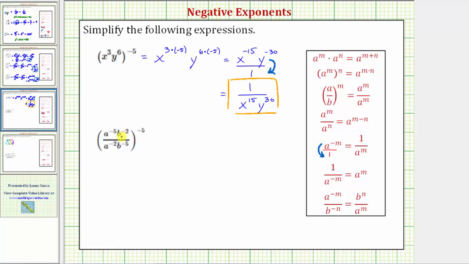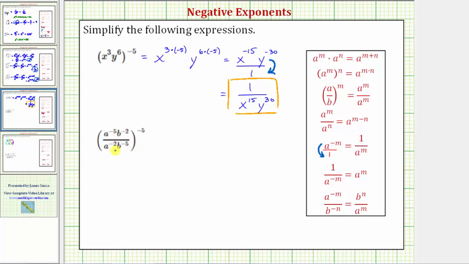Looking at the next expression, notice how we have this fraction raised to the power of negative 5. Let's first simplify the fraction before raising it to the power of negative 5. Looking at the fraction, notice how we have two quotients here. We have a to the negative 5 divided by a to the negative 2, and b to the negative 2 divided by b to the negative 5.